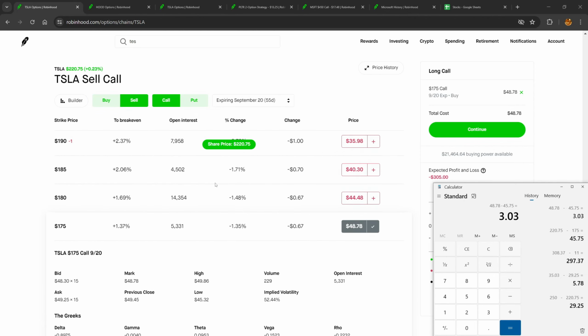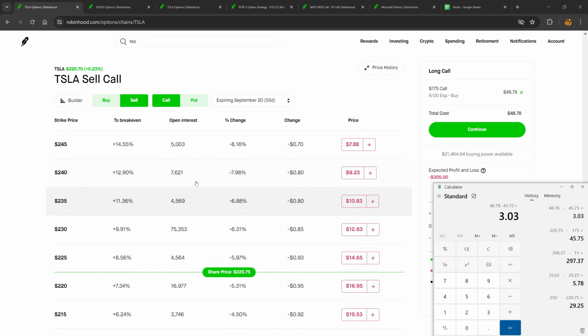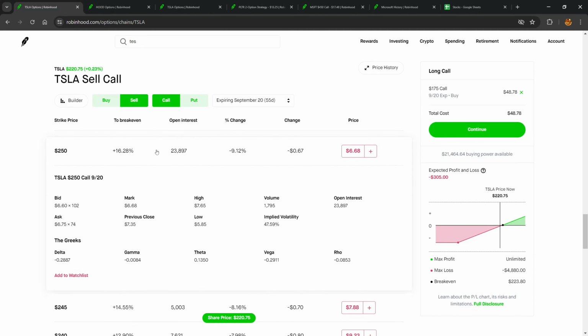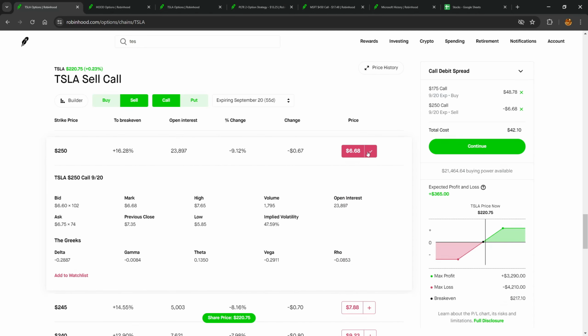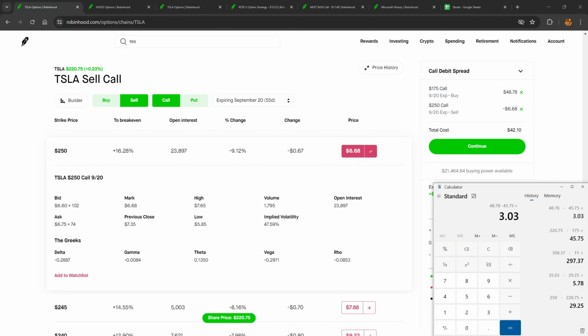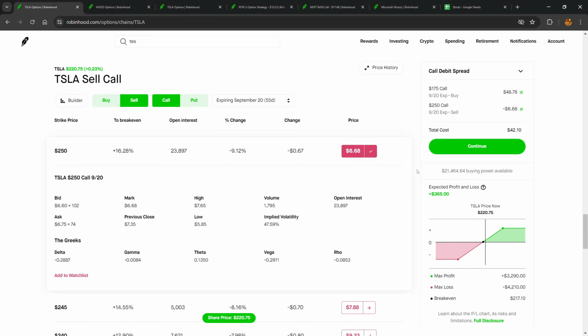That's really great. So if we go ahead and sell something against it, if we sell the 250, you can see right away that we collected $668 per contract. That is way above the $303 that we're paying, meaning right now we're in profit. If the stock price ended up at the same price as right now, which is 220.75, we will be making a profit of 365 on our trade.